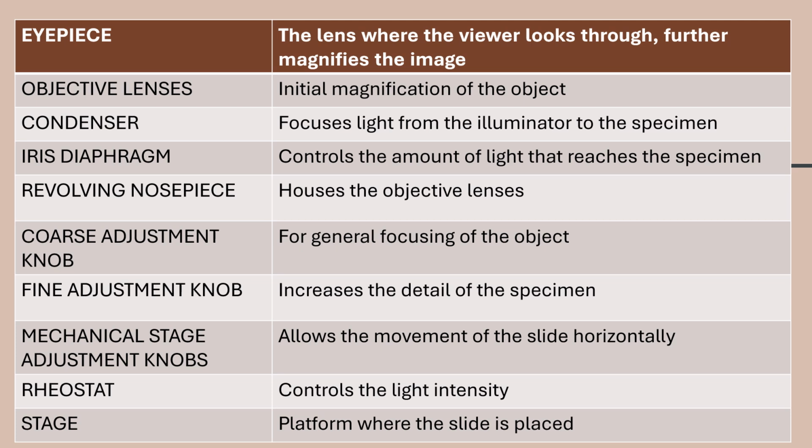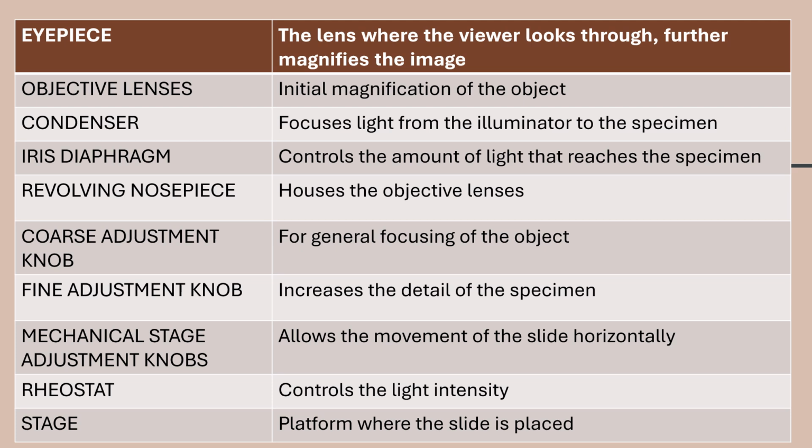Your X and Y axis knobs are your stage controls. This allows precise movement of your slide. The X-axis knob allows you to move your slide left to right, and your Y-axis knob allows you to move your sample or specimen forward and backward.